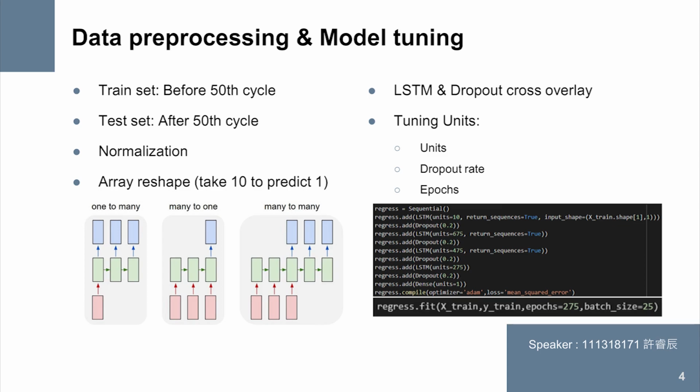The model structure was built with LSTM and dropout layers, and the last layer is a dense layer with 1 unit. After building this model, we fine-tuned three parameters: the units of LSTM, the dropout rate, and the epochs of fitting.